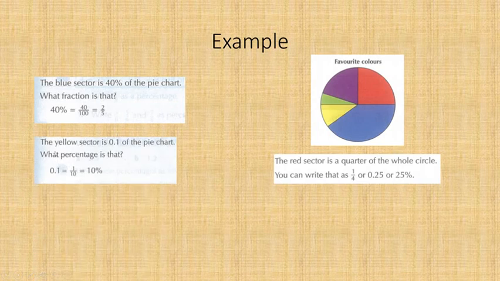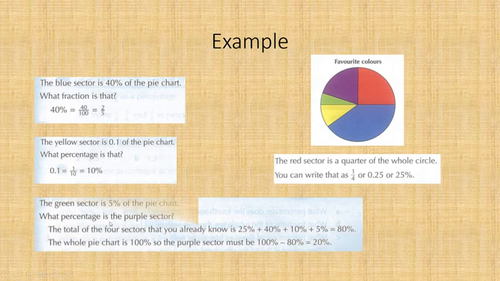Okay, another one. The yellow sector is 0.1 of the pie chart. What percentage is that? As we know before, I'm just moving the decimal point 2 steps to the right, so it's going to be 10%. Or you change it into a fraction, so 1 over 10, and then add 0 down and up, so it's going to be 10%. And here, the last example, the green sector is 5% of the pie chart.